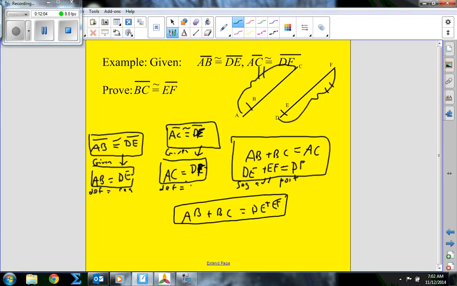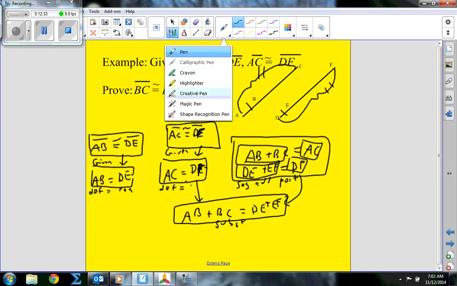So what I did was I replaced this with this, and I replaced this with this in this statement. So I substituted using this statement and this statement. Those are the two that gave me this part. So think about that for a second again. Let's highlight it.